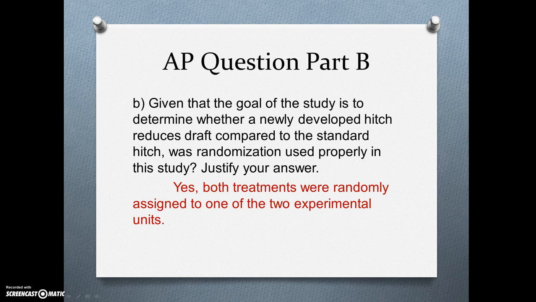Part B. Given that the goal of the study is to determine whether a newly developed hitch reduces draft compared to the standard hitch, was randomization used properly in the study? Justify your answer. Yes, both treatments were randomly assigned to one of the 2 experimental units, as it says in the question.